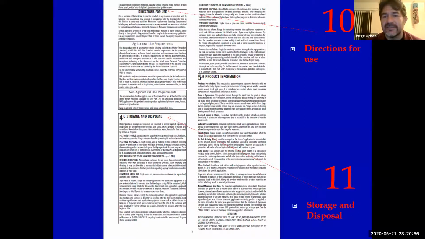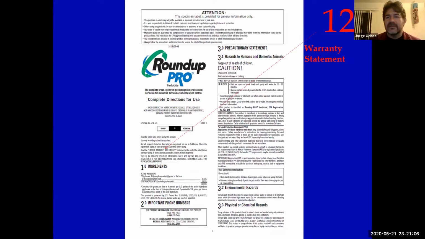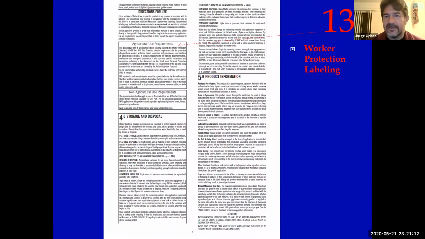So storage and disposal, you need to read it, be aware, and if you're going to have product in storage, you need to follow what they're recommending. The warranty and the statement, again, general information that is available. And then the worker protection labeling. So that's going to be very, very important.